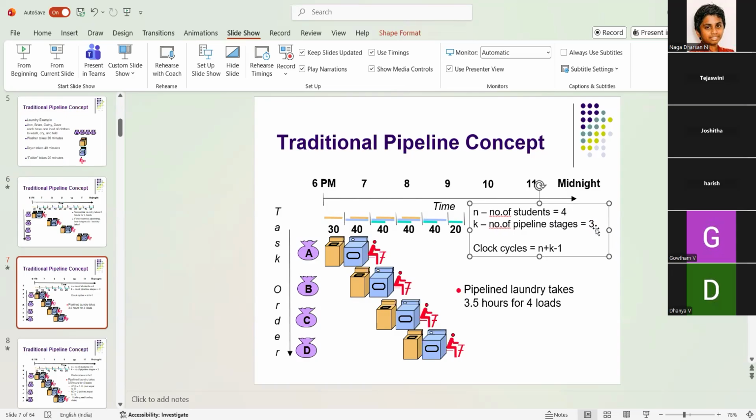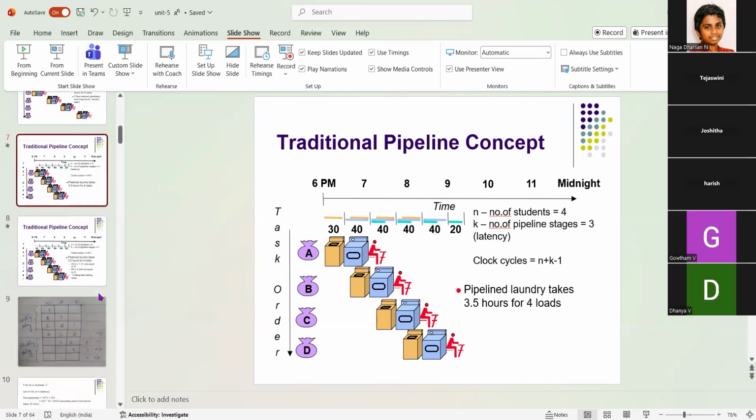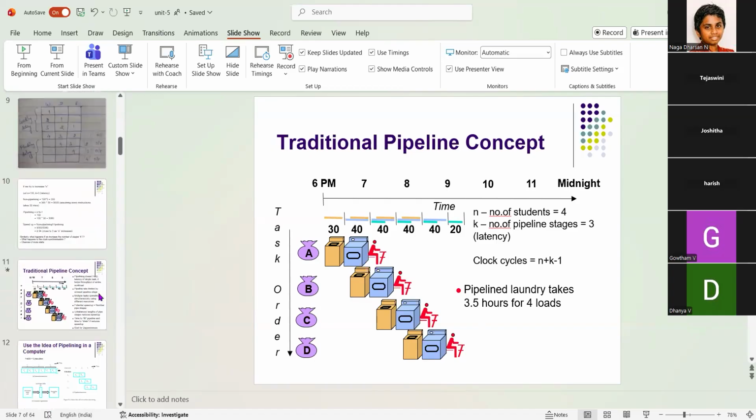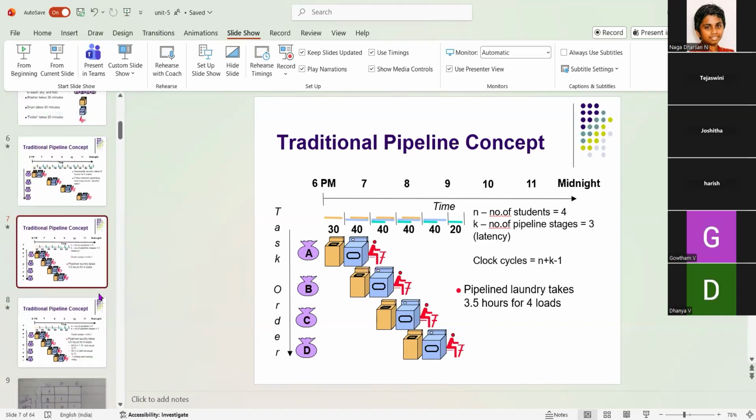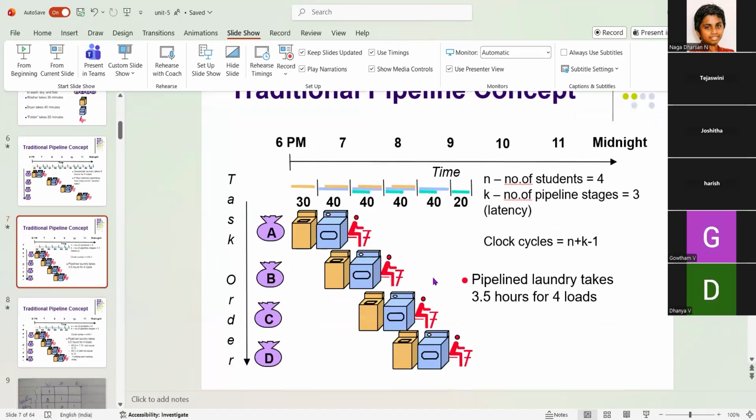This is what we also call latency, the number of pipeline stages. To calculate the number of clock cycles, we essentially do n plus k minus 1. So here, if you see 1, 2, 3, 4, 5, 6, 7. Wait, I will show you. I'll try to draw it and show.